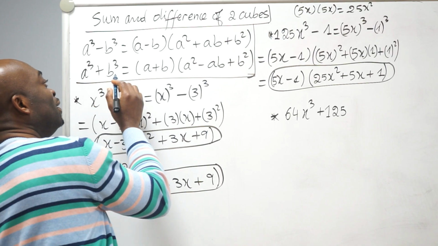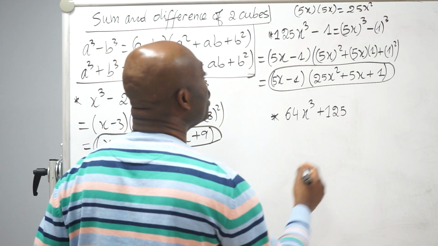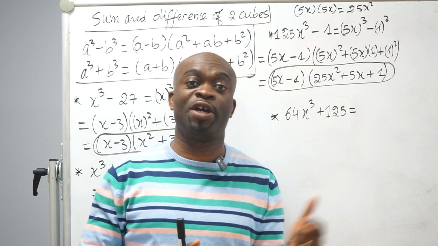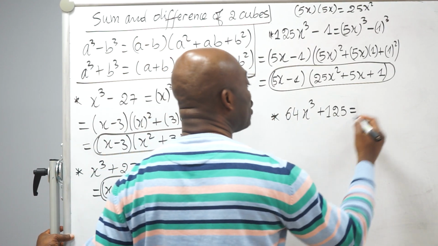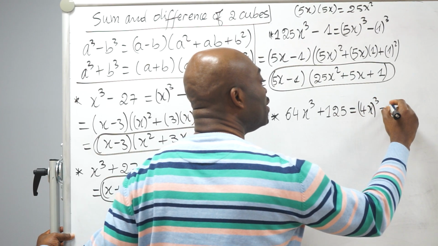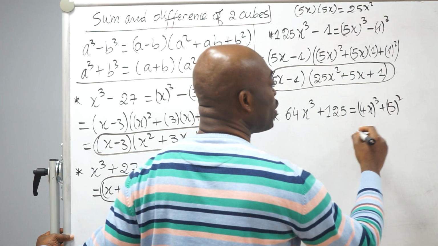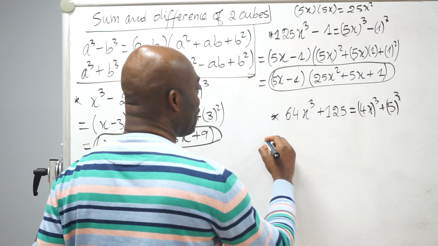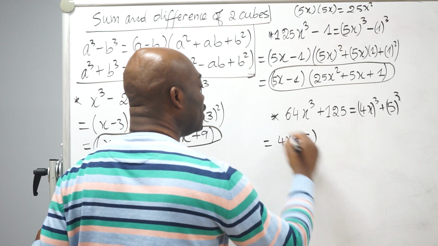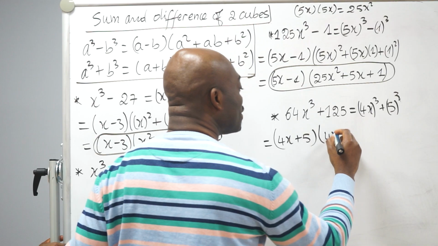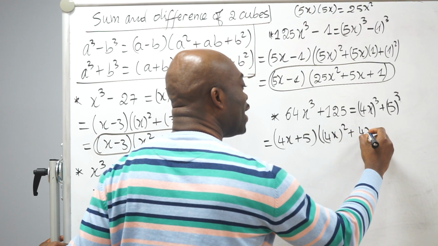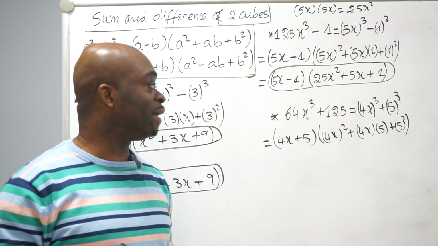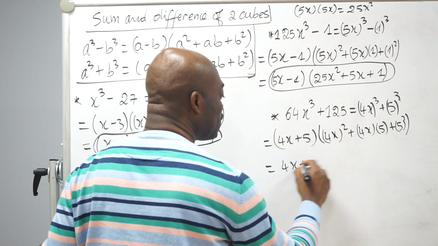So what are we now doing? The sum of 2 cubes. Okay? The number that multiplies itself 3 times to give us 64 is 4. And then x cubed, we already know that, and 125, we already know that too. So this one is cubed here, plus 5, then cubed. Okay, so let's go. Now this is equal to what? This is 4x plus 5 times, so that will give us 4x to the second power plus 4x times 5 plus 5 to the second power. All right? And then this is 4x plus 5.